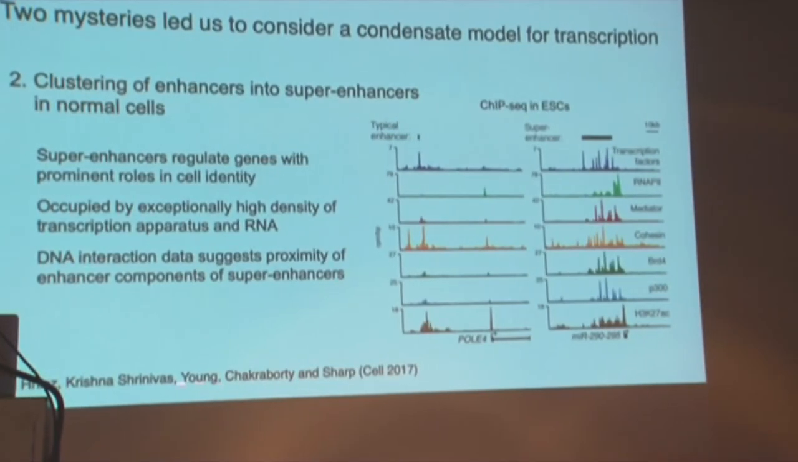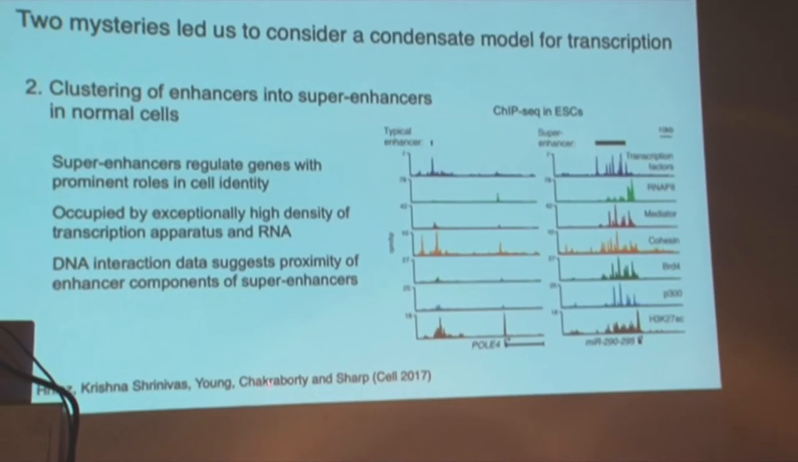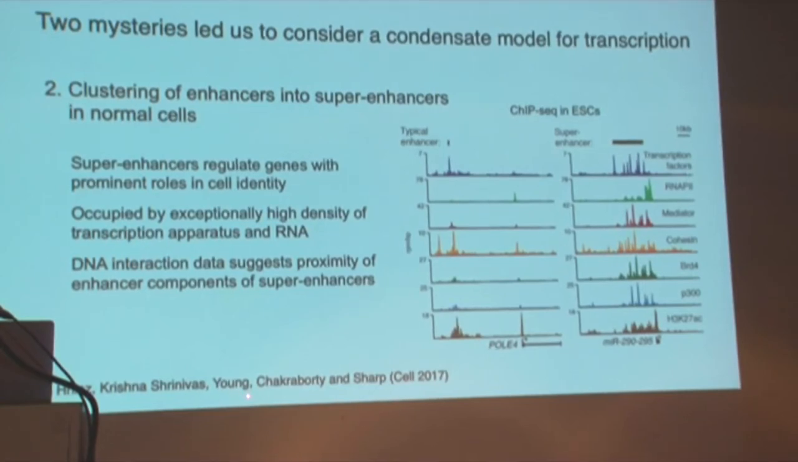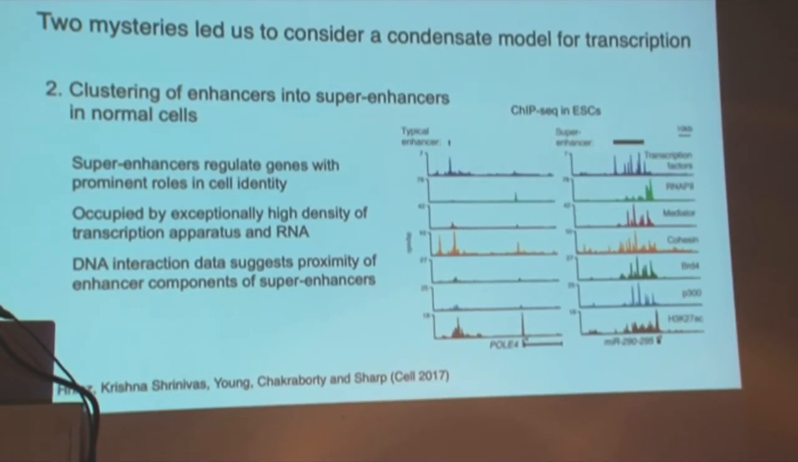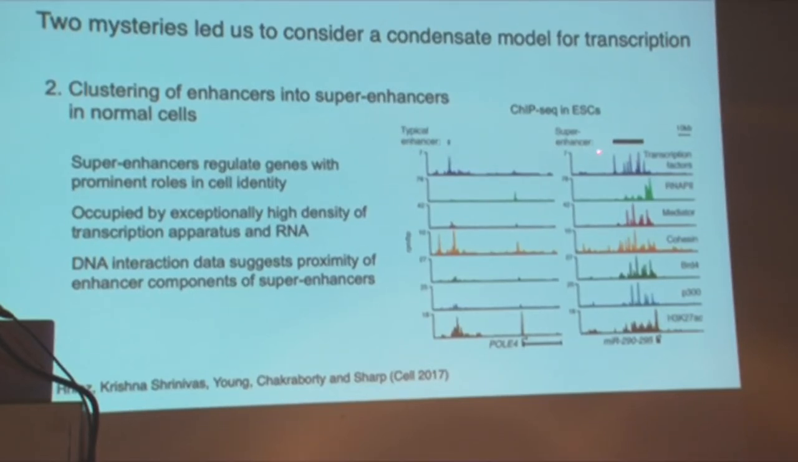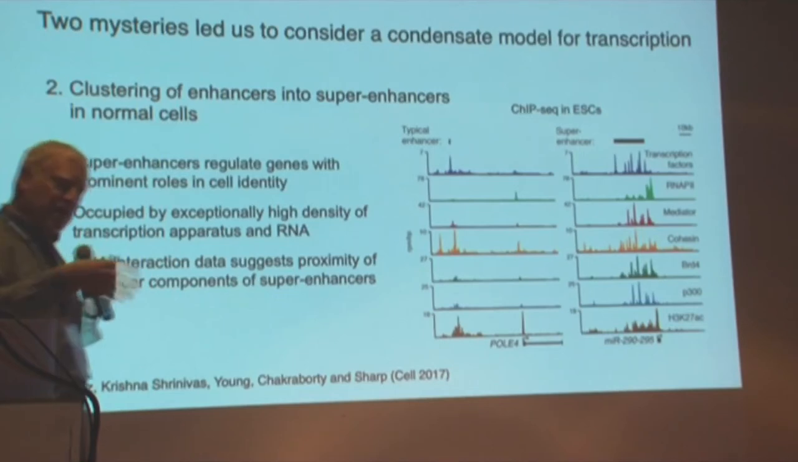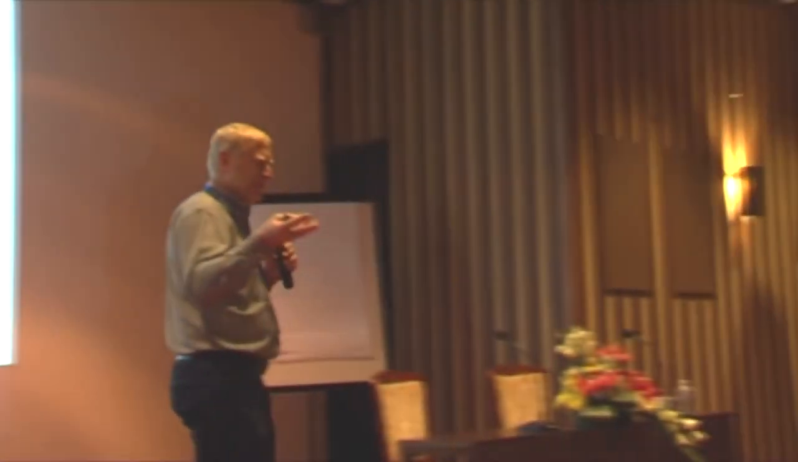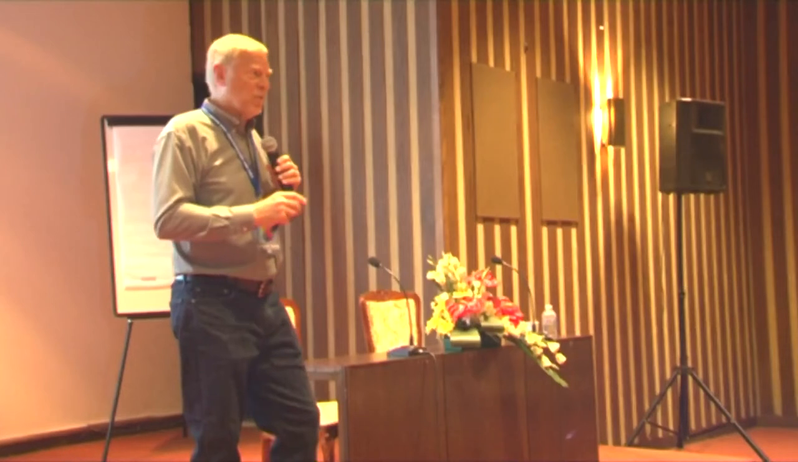The other thing that led us to begin considering a condensate model for transcription, and I'm summarizing some work that we published a couple of years ago together, and Krishna, who's here in the audience, is one of the key authors of this proposal, is that we knew that many genes have an enhancer that drives their expression, as I mentioned, and many genes have more than one. But what we saw was that there were some genes that had really large clusters of enhancers. And it's not a surprise that across the genome you would find clusters of things, because as I told you before, when you look at genomic data, you find anything. But what was a surprise is that they were almost always associated with the genes that biologists had discovered over decades were the most important for those cells.